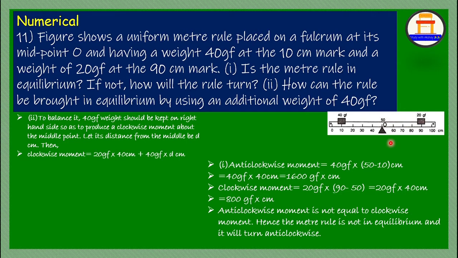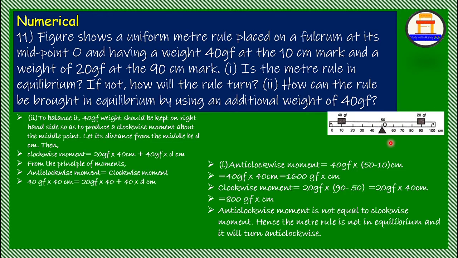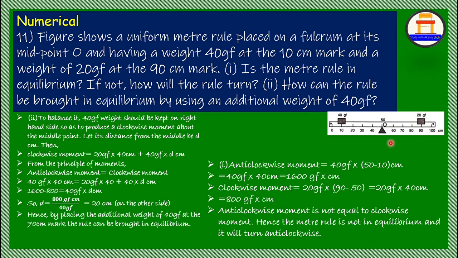Then clockwise moments will be 20 GF into 40 centimeter plus 40 GF into D centimeter. So we know according to the principle of moments, anti-clockwise moments will be equal to the clockwise moments. So 40 GF into 40 centimeter will be equal to 20 GF into 40 plus 40 into D. So upon simplification, we get 1600 minus 800 equals 40 GF into D. So D is equal to 800 by 40, which will be 20 centimeter on the other side.